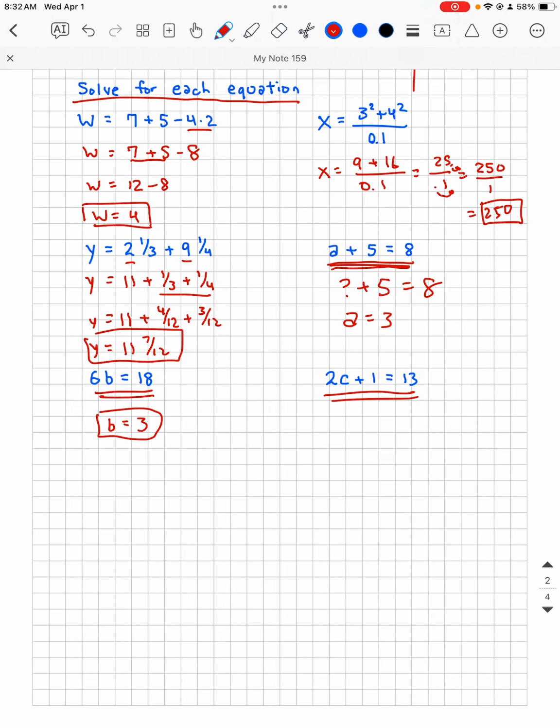Now for the last one, I would like for you guys to try it on your own. 2c plus 1 is equal to 13. So again, saying it to yourself, it's basically saying what number multiplied by 2, and then you add 1 is equal to 13. I am going to leave this one blank, and I'm going to go ahead and let you try it.